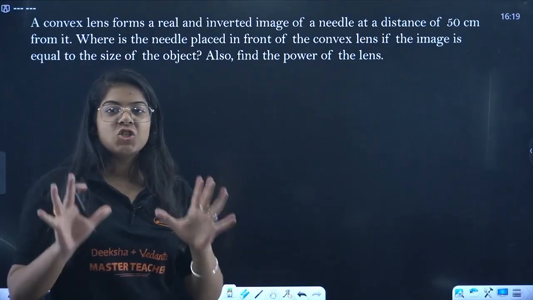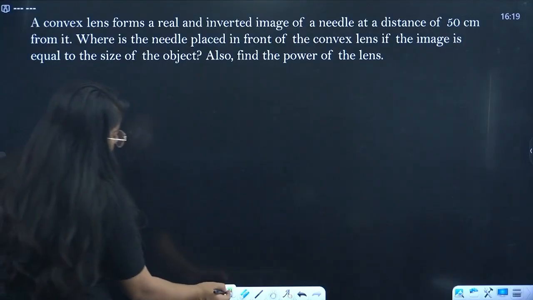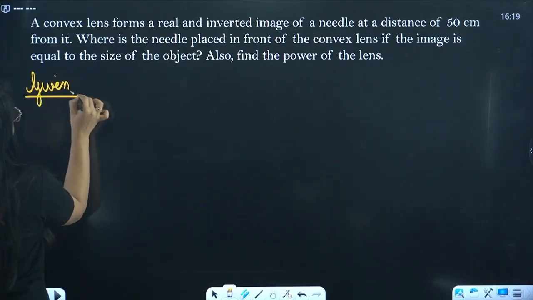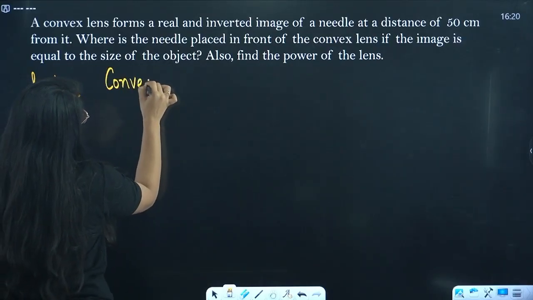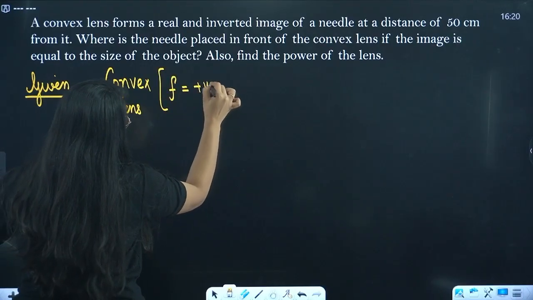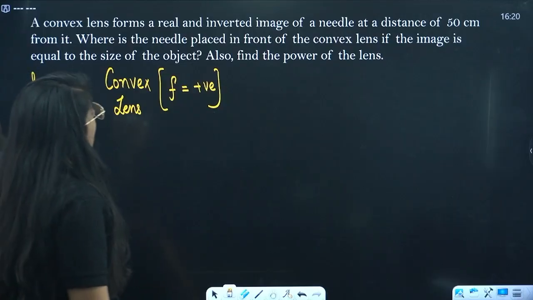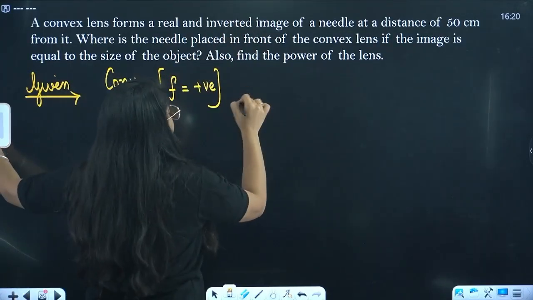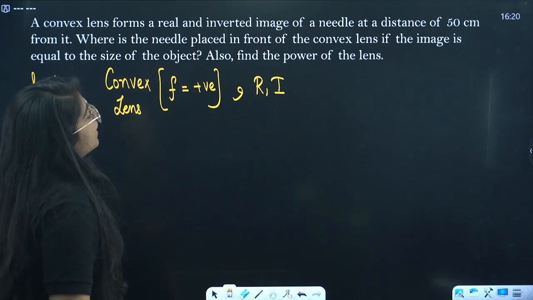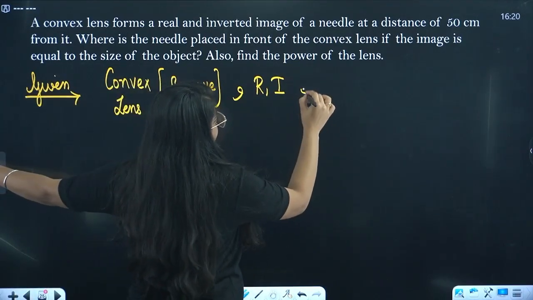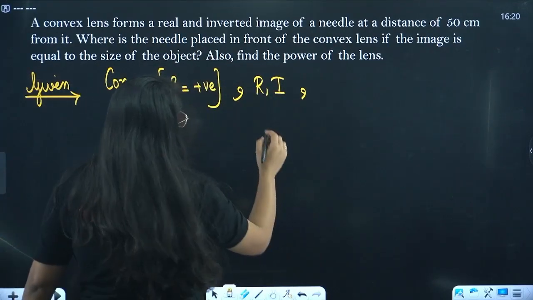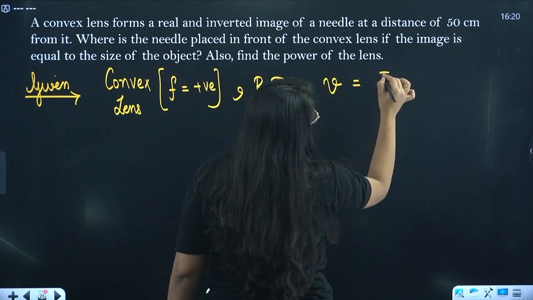Next question beta, we just have 2 more questions left and then we are done with the whole big chapter. Okay, a convex lens. In the starting only it's given, the given part is what beta? It is given that we have a convex lens. What is the focal length of convex lens? Beta, focal length of convex lens is positive. It forms a real and inverted image. So we are also given that it forms a real and inverted image of a needle at a distance of 50 centimeter from it. The image is formed at a distance of 50 centimeter. So we are given V of 50 centimeter.